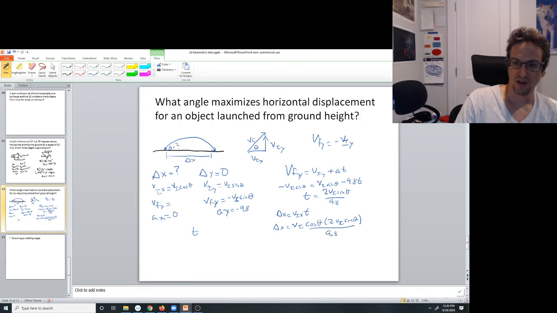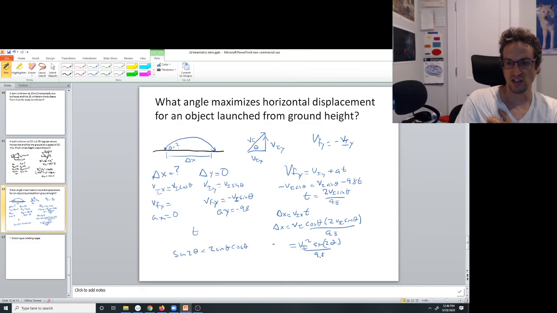9.8. Now this is kind of a gross thing, but there's actually a trig identity here. If you don't remember this, that sine of 2 theta is equal to 2 sine theta cosine theta. And I have this 2 sine theta cosine theta. So this becomes v initial squared sine of 2 theta over 9.8. Now, obviously, right, as you make v initial bigger, displacement gets bigger. No shock there. But the other thing you notice is that angle does matter. Angle does affect it, which we could have guessed, but it's interesting to see how it does it exactly.